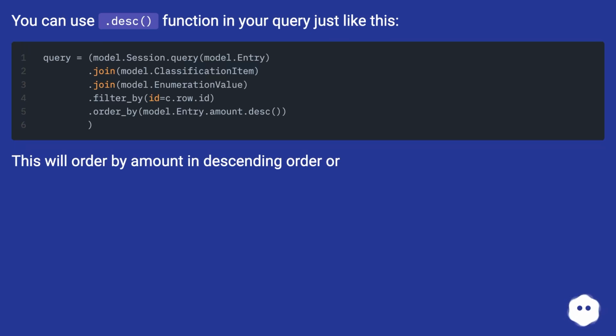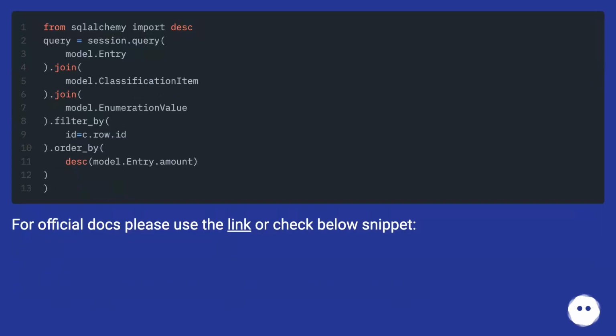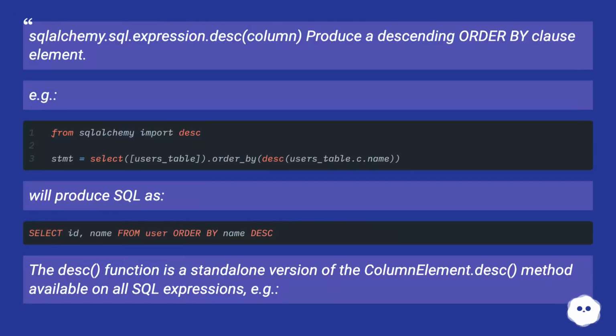Or use the desc function of SQLAlchemy. For official docs, please use the link or check the snippet below. sqlalchemy.sql.expression.desc: produce a descending order by clause element, e.g. Will produce SQL as.